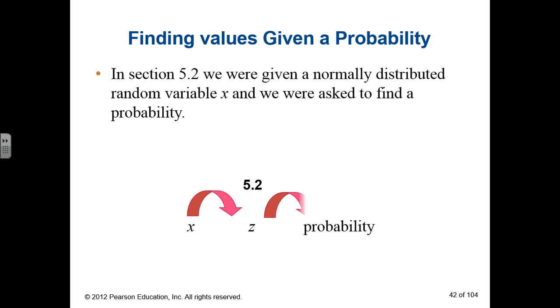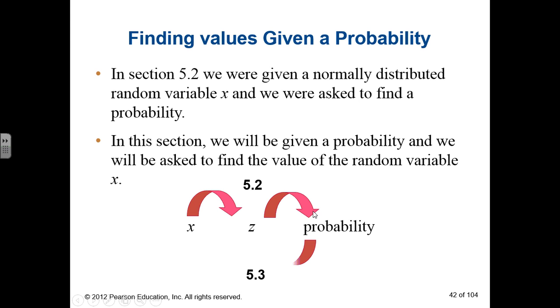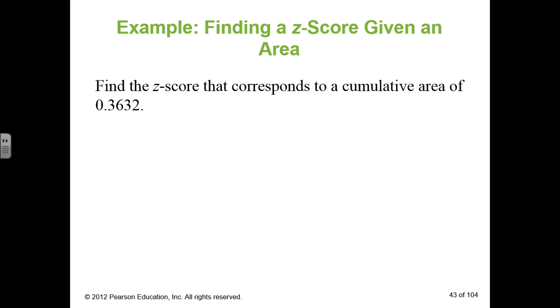So let's get started. Remember in section 5.2 we were given an x value, right? And then from there we went to the z-score and then found the probability. Now we're going to be given the probability. We're going to find the z-score using the table, the standard normal table, and then modify the z-score formula to find the x value. So let's start off.